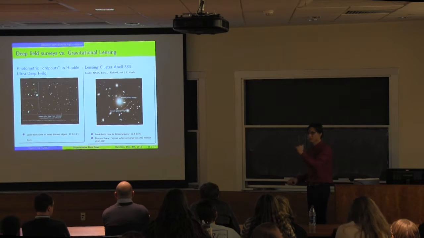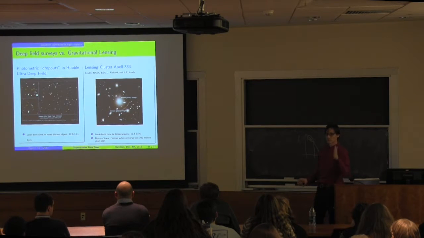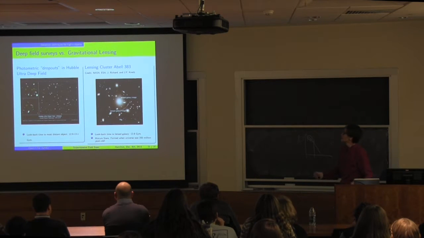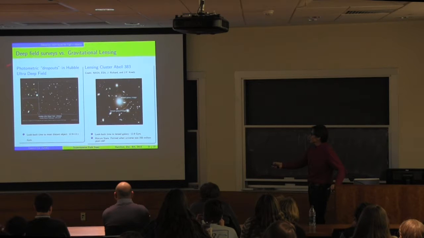With this, you can define a quantity called redshift, Z. Today, redshift is zero. For instance, another important epoch would be star formation, which is around 20. And another one would be recombination, which is around 1,000, and so on and so forth. One technique is photometric dropout with Hubble nowadays, or lensing. So let me start on the right, lensing.